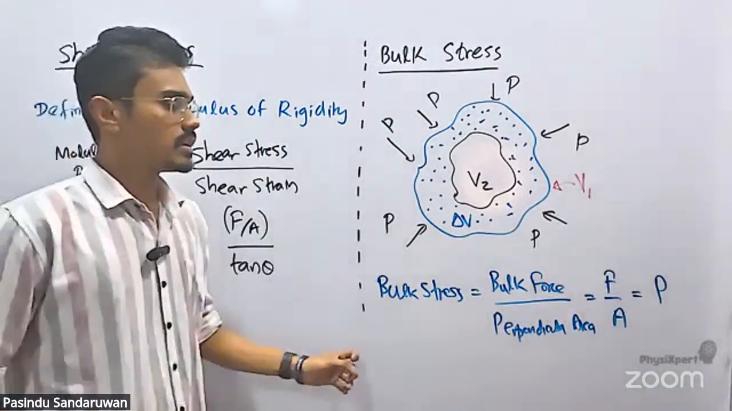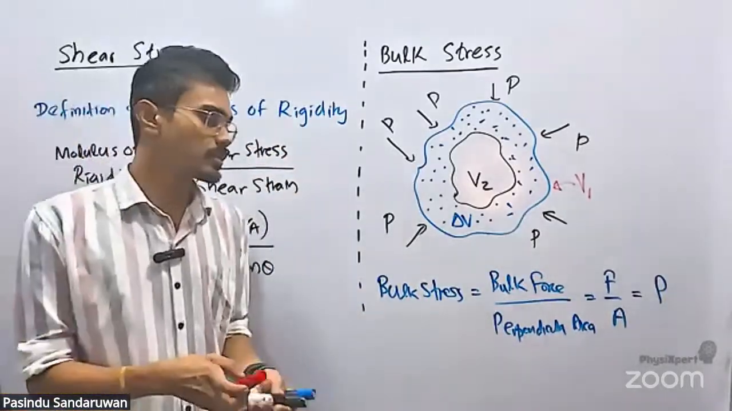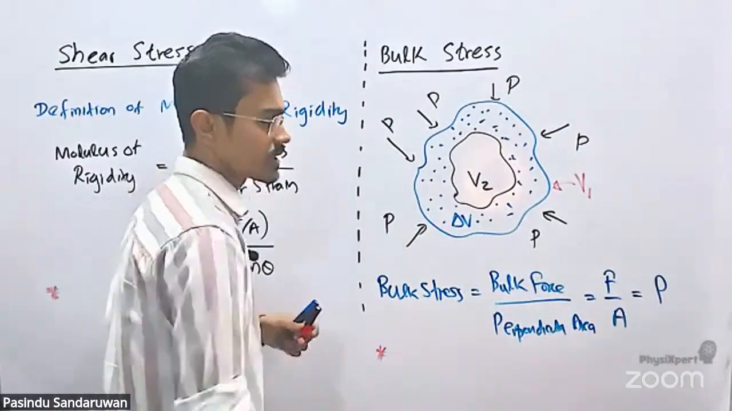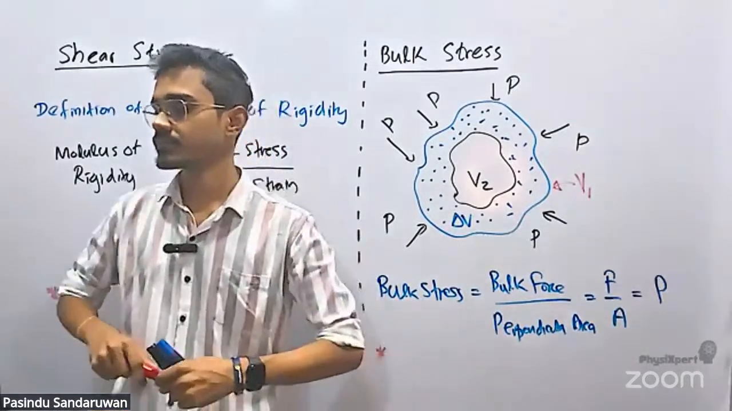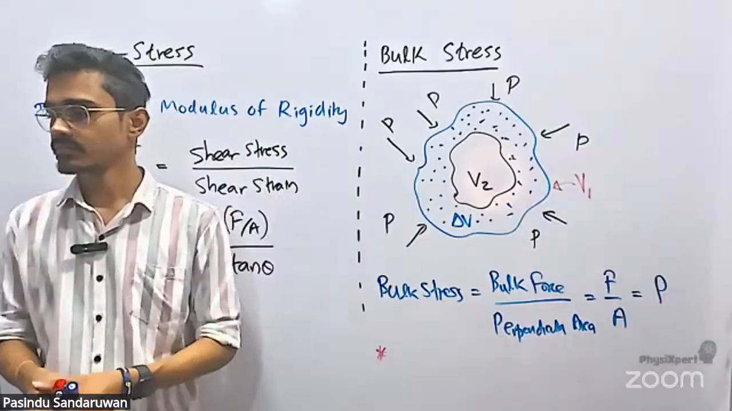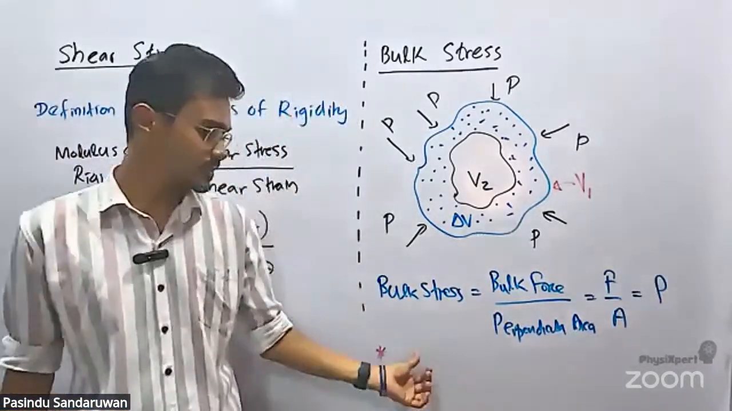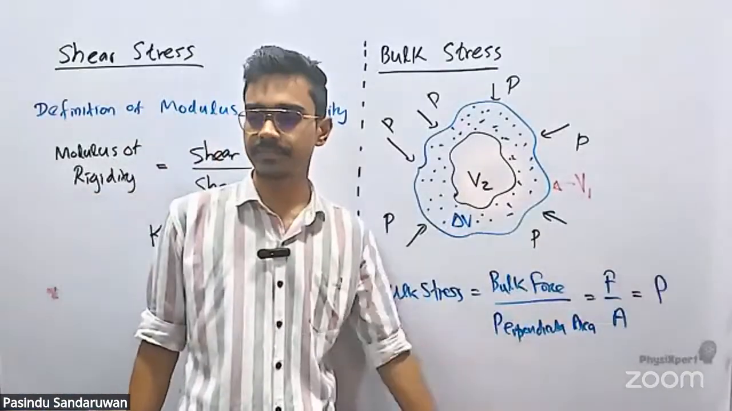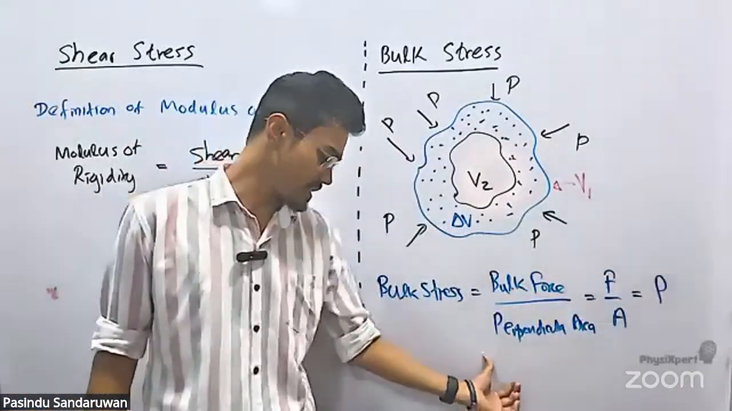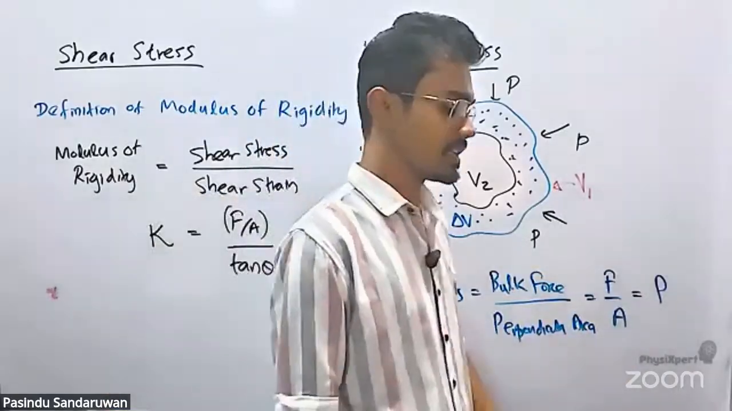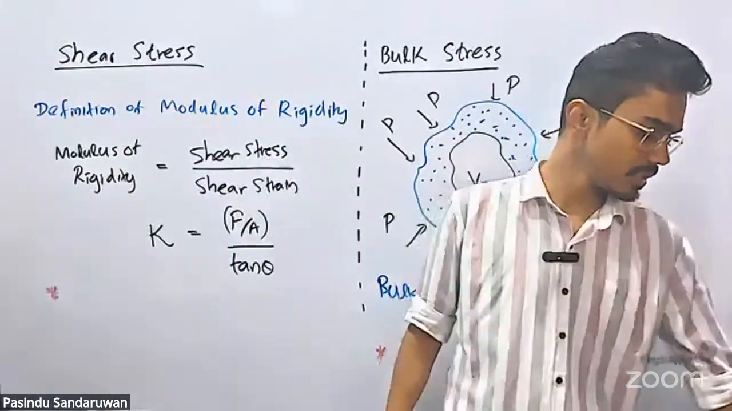Right? Okay, write down below with a red pen. Now we are going to define bulk stress. Write down the definition in red. Write down: increase in pressure.